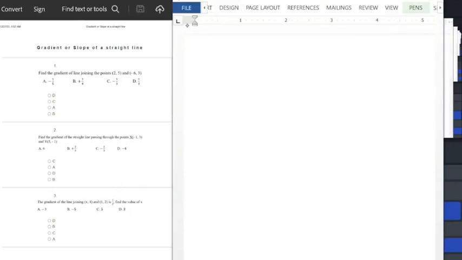Hello everyone, you are welcome to this class. In this class, we want to look at the gradient or slope of a straight line, questions on them, and how to solve them.